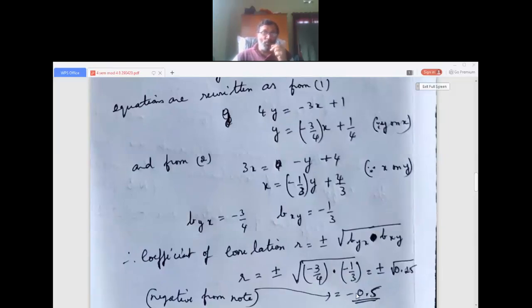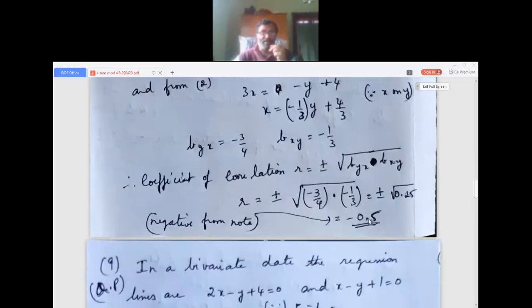Now, to decide the sign of the coefficient of correlation r, you make use of the note. That is, if both the regression coefficients are negative, r should also be negative. If both the regression coefficients are positive, r should be positive. If both the regression coefficients are negative, r should be negative. So I put the sign as r equals minus 0.5.